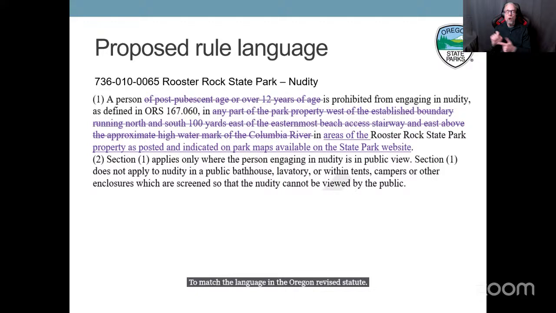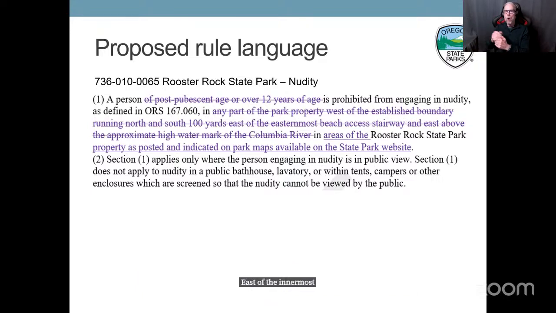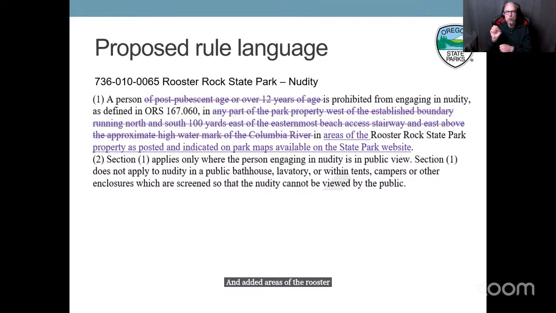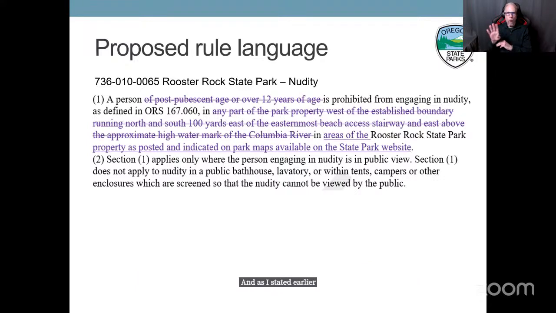We further propose to remove any part of the park property west of the established boundary running north and south 100 yards east of the innermost beach access stairway and east above the approximate high water mark of the Columbia River, and added areas of the Rooster Rock State Park property as posted and indicated on park maps available on the state park website. And as I stated earlier, this section will be reverted.